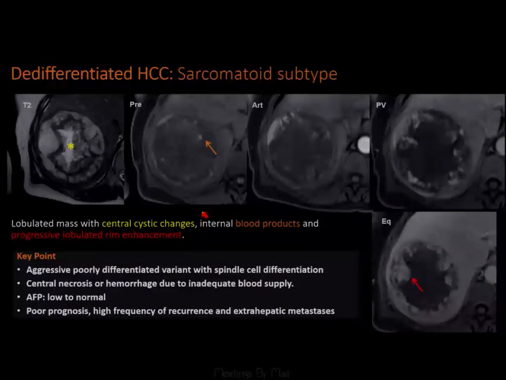Not only can they be poorly differentiated, they can actually de-differentiate into different subtypes, and there's a subtype that is well known in pathology literature. It's a sarcomatoid subtype. Again, you see multiple very heterogeneous T2 signal with cystic spaces inside, intratumoral hemorrhage, and progressive nodular peripheral enhancement. We thought this might be an angiosarcoma or some sort of sarcoma met, but this turned out to be a sarcomatoid subtype. On pathology, usually these have spindle cell differentiation, and interestingly, the AFP is low to normal, and they have obviously poor prognosis with higher rate of recurrence and extrahepatic metastasis.